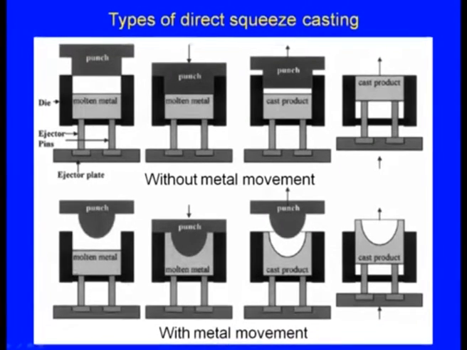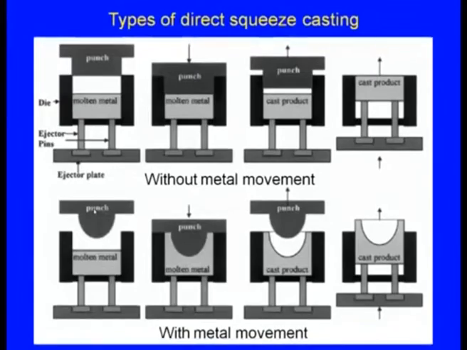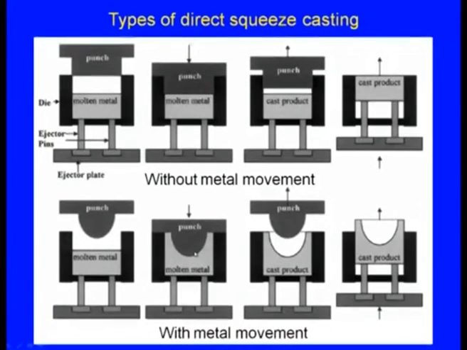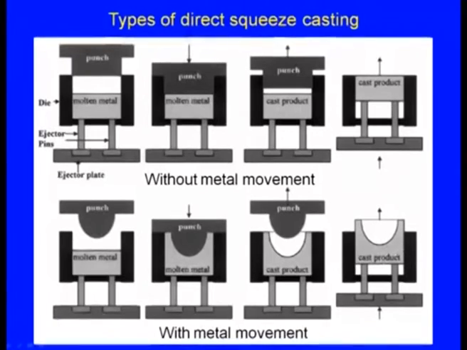This is the die, this is the molten metal, and this is the punch. This punch comes down and applies pressure on the molten metal. As the punch is coming down, some metal will be displaced from its previous position, you see here. So there is metal displacement or metal movement, and then the part solidifies. After solidification of the part, the punch goes up and the component is ejected. These are the two subcategories of the direct squeeze casting process, with metal movement and without metal movement.